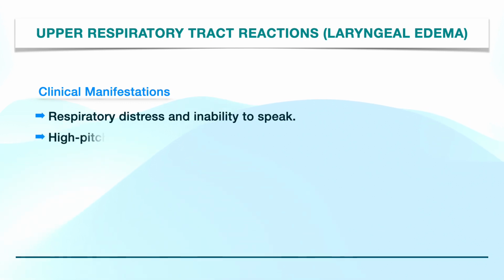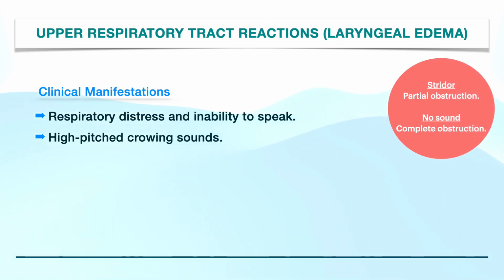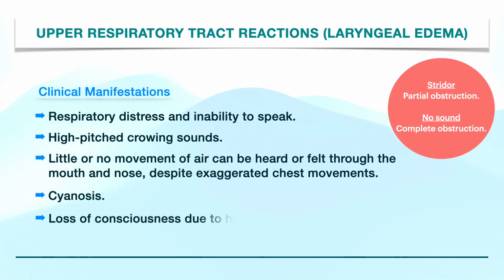The patient produces high-pitched crowing sounds. In case of partial obstruction, there will be stridor, while there will be no sound in complete obstruction. Little or no movement of air can be heard or felt through the mouth and nose despite exaggerated chest movements. There is cyanosis and loss of consciousness occurs due to hypoxia or anoxia.